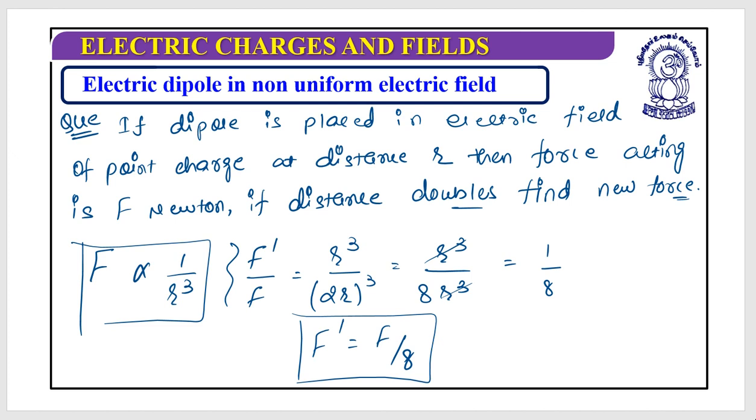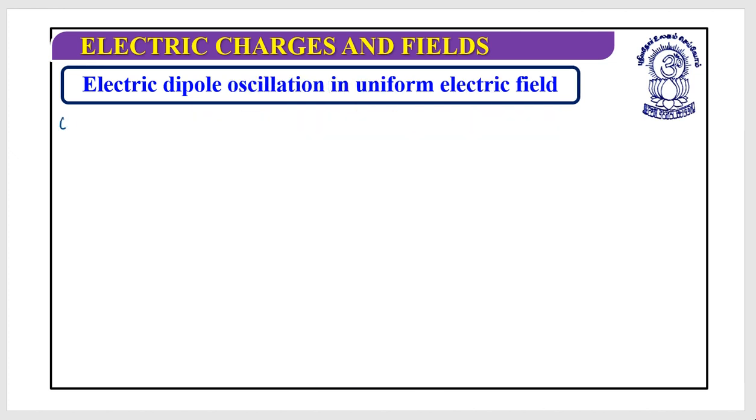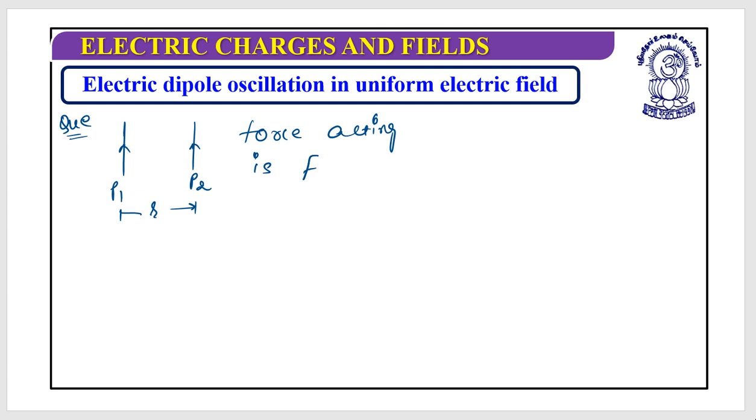Let's take one more numerical. It's P1, it's P2. Their distance is given. In this situation, the force acting is F Newton. Now the situation looks like this. This is P1, this is P2. The separation is 2r.